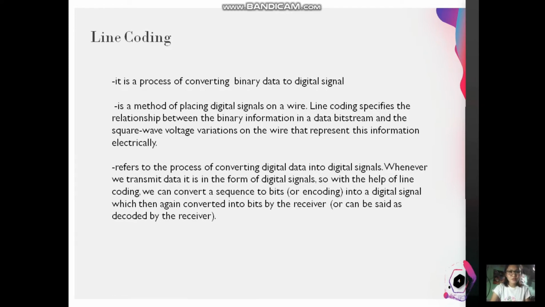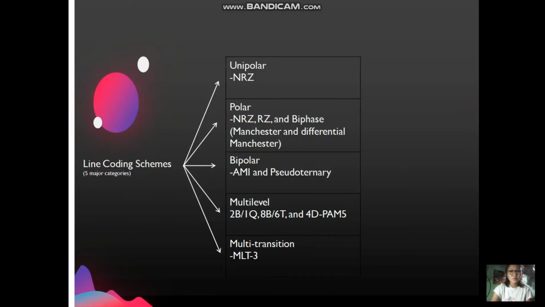Line coding also refers to the process of converting digital data into digital signal. Whenever we transmit data, it is in the form of digital signal. So with the help of line coding, we can convert a sequence of bits into a digital signal, which is then converted again into bits by the receiver.